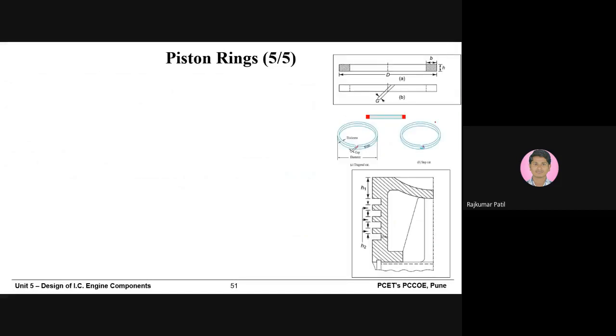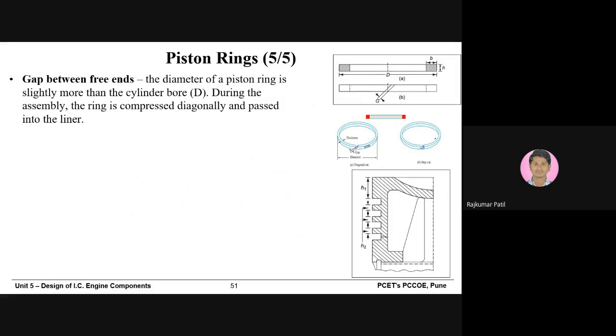Okay, then the gap between the free ends. So here you can see the open end. What should be the gap between these two ends? There is no derived equation for this, and instead there is an empirical relation, generally expressed in terms of cylinder bore diameter. And for that we need to understand the diameter of this piston ring.